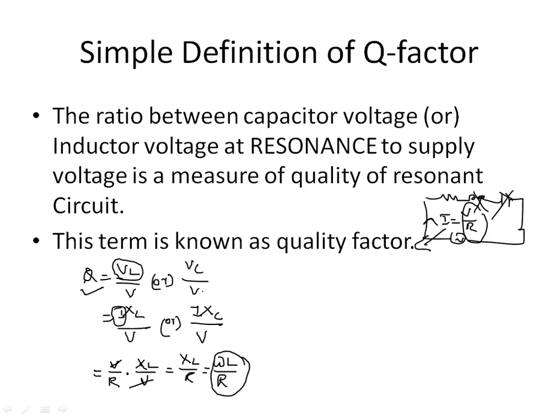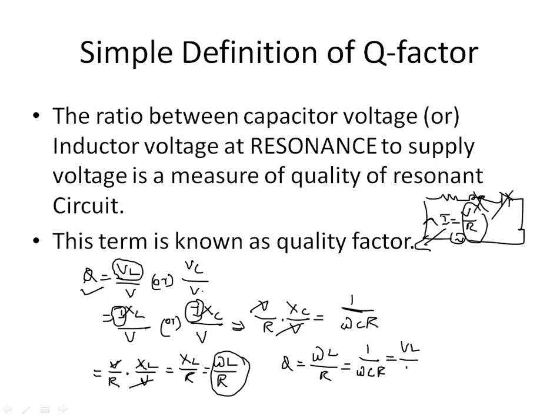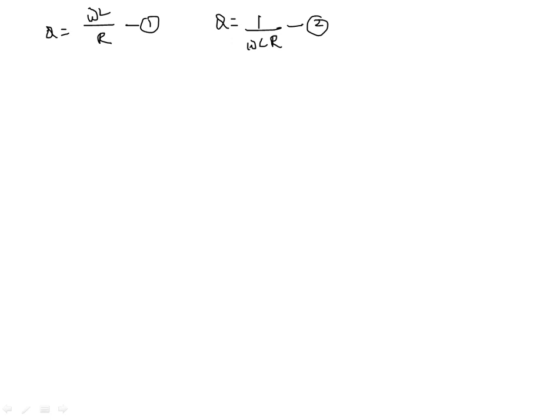Quality factor is equal to omega L by R. As well as here also, substitute I is equal to V by R. Q is equal to V by R into XC by V. V gets cancelled. Xc is equal to 1 by omega C. So 1 by omega C R. So Q is equal to omega L by R, or 1 by omega C R, that is, inductor voltage by supply voltage, as well as capacitor voltage by supply voltage. Here one more formula also exists. So we have the formula quality factor is equal to omega L by R, and quality factor is equal to 1 by omega C R. Equation number 1, equation number 2.